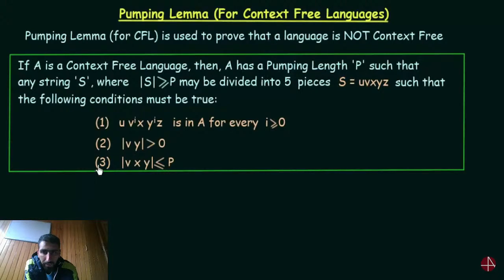So first, remember condition 3, which says that the length of VXY should be less than or equal to the pumping length. And also the length of VY should be greater than 0. And then when you raise V and Y to the powers of i, the resultant string that we get must also lie in the language that we have. So let's see if these 3 conditions will be satisfied for our given language.